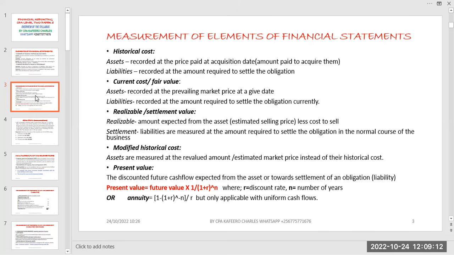So when you're taking these figures to the balance sheet, you don't take the historical cost, but you take the modified cost. If it has been revalued at 20 million, when you're recording your financial statements, you take the 20 million that has been revalued, if at all you are using the modified historical cost or the revaluation model.